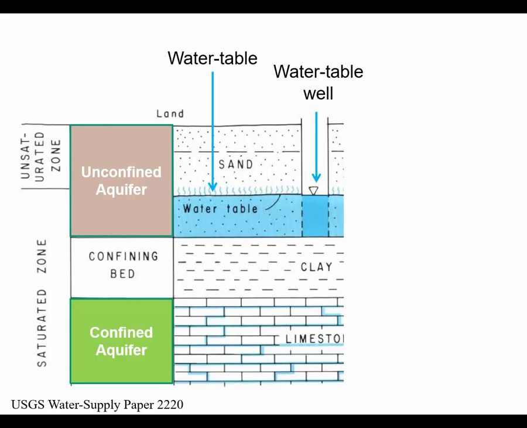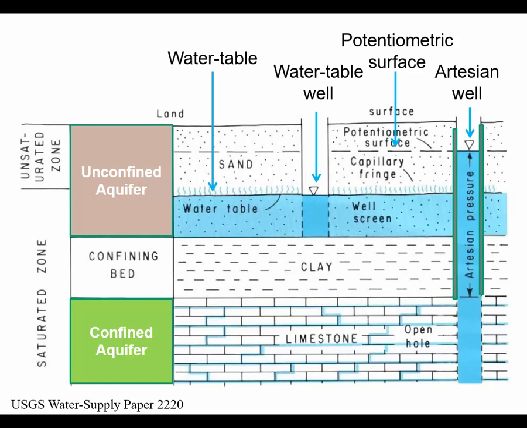Now, the top of the unconfined aquifer is the water table. The water table is the level to which water will rise in a well. It's not actually the top of the saturated zone. We've got that capillary fringe, but it is the top of that portion of the water that will drain. Okay. Now, in this case, the confining layer is clay. And so below here we happen to have a limestone, but it's also saturated.